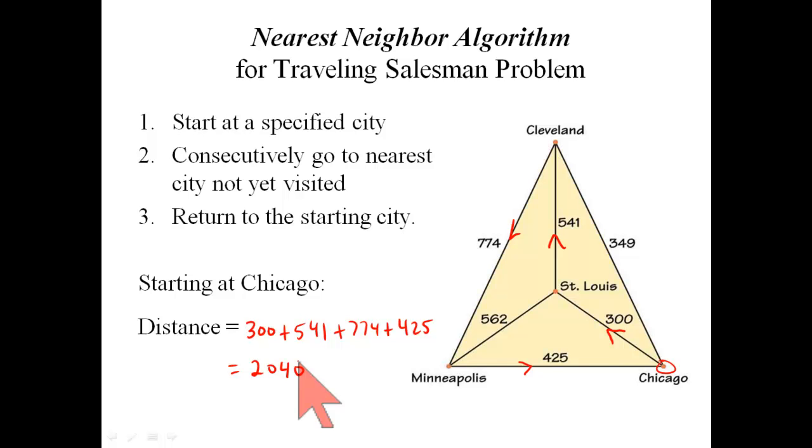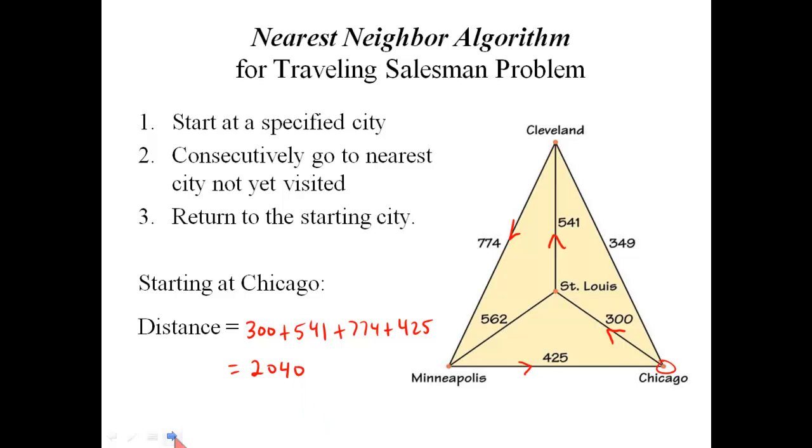Remember that we did this problem brute force because it's a small one. We could do it brute force, and we came up with a circuit that had length 1877. This one is another one that we found. It has length 2040. In fact, it's the longest of the three that we found. And this is the price you'll pay for using a heuristic algorithm. It's easy to use, but it may not find the best solution, and in this case it certainly didn't find the best solution.